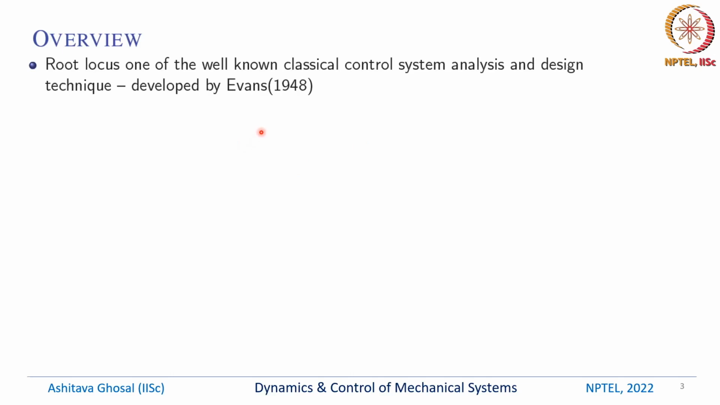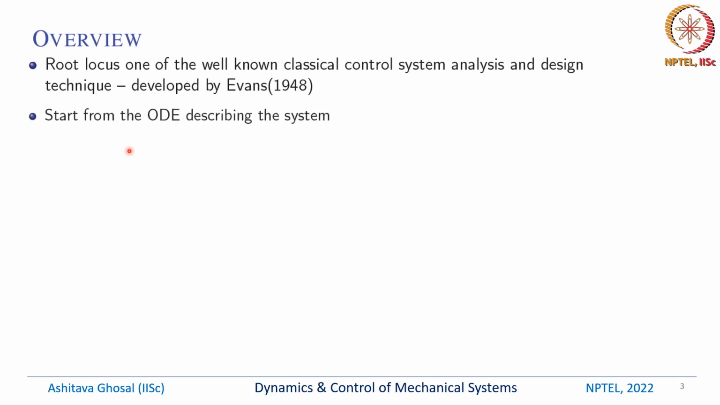Root locus is one of the most well-known classical control system analysis and design techniques. It was developed by Evans in 1948. So it's a reasonably well-known, mature and established technique for control system analysis and design.